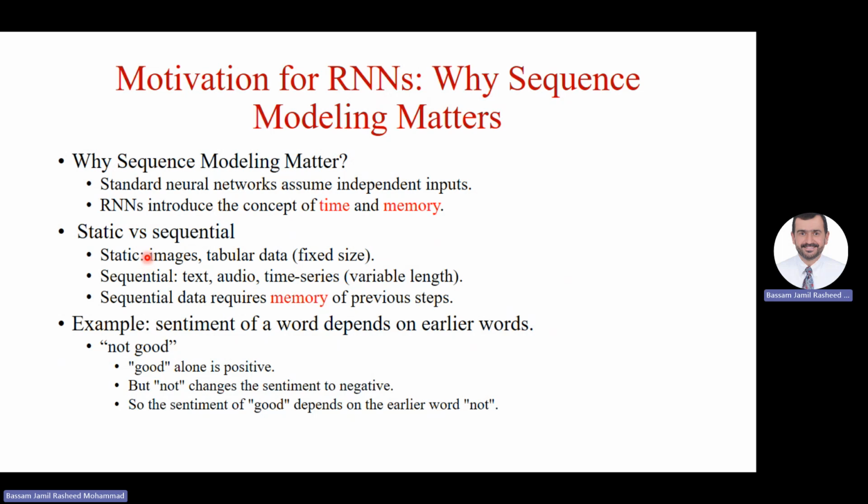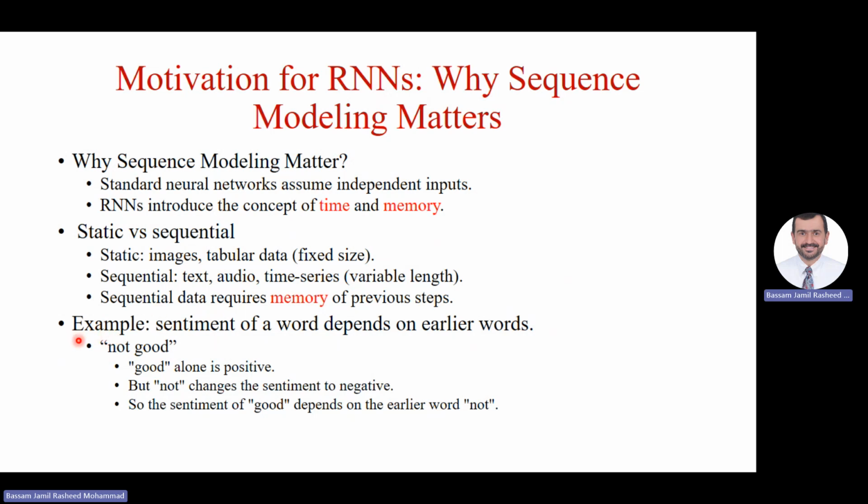If we look at what we have done so far, it's more of static data. We give it the image, the neural network tells me the result, right? However, sequential data like text, audio, time series requires memory, memory to capture the previous steps.